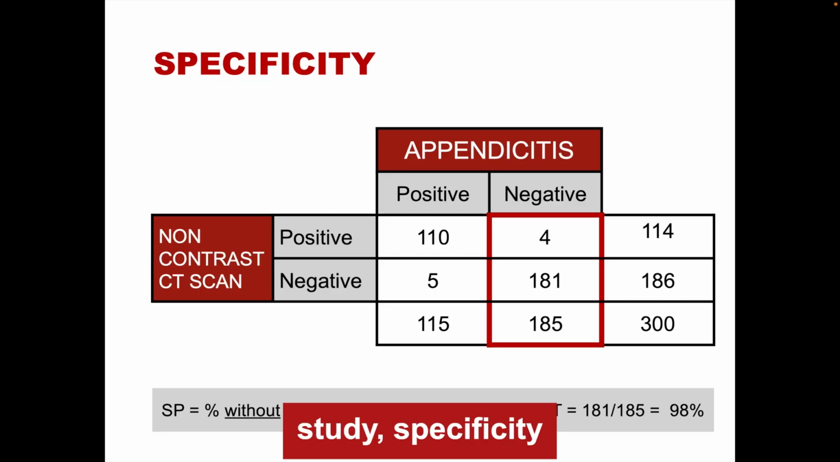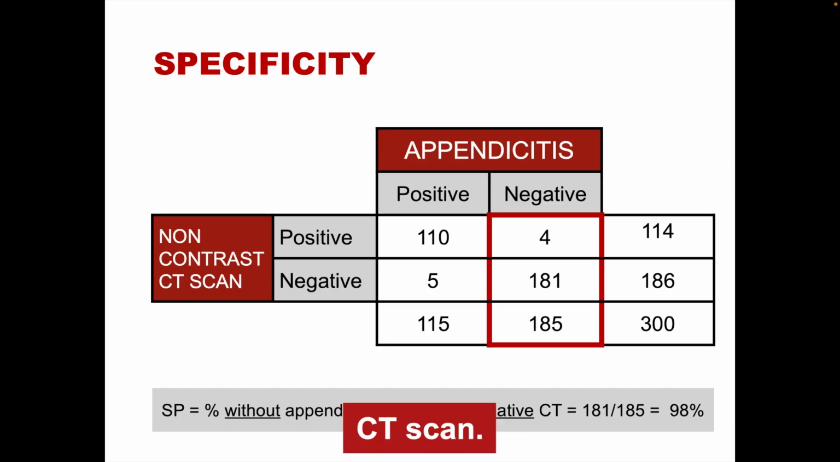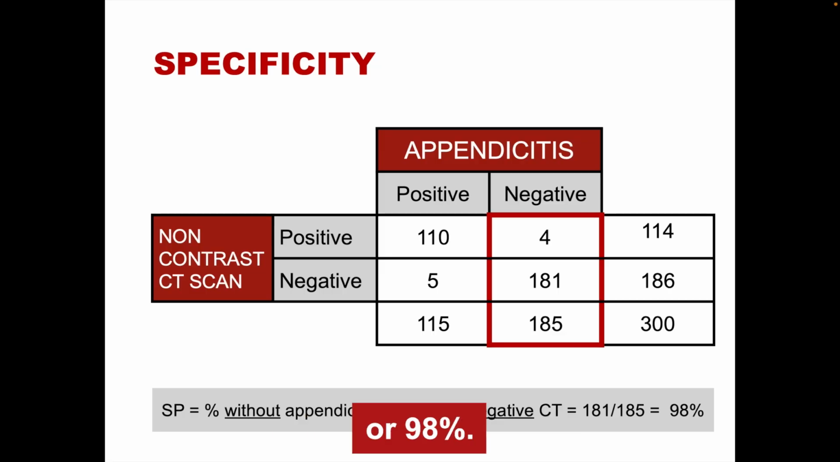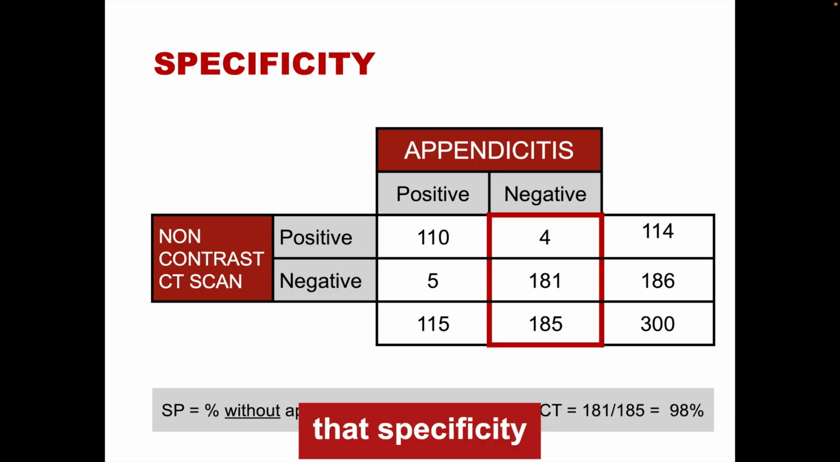In the appendicitis study, specificity is defined as the percentage of patients without appendicitis that had a negative CT scan. In this case, it is 181 out of 185, or 98%. Again, note that specificity is calculated vertically and is therefore not affected by changes in prevalence.